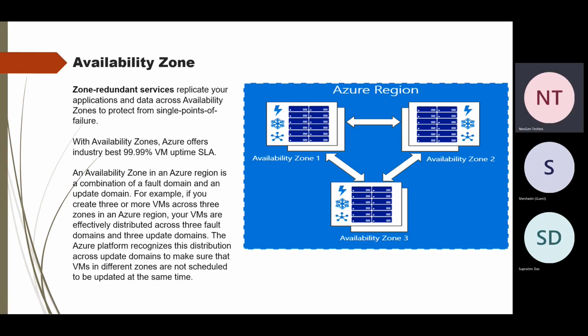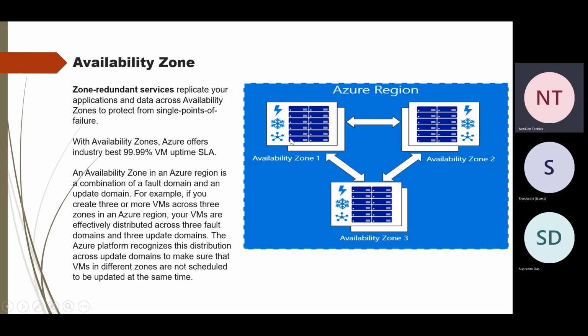So what is the reason for having update domains? Deploying the VMs in multiple update domains and multiple fault domains. For example, Azure is responsible for doing the maintenance of hardware. If you deploy your VMs in an availability zone, then Azure will ensure that your uptime is 99.99%.